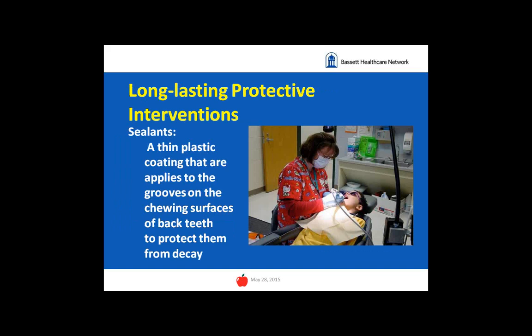For the protective factors, these are more of the clinical interventions. We have sealants and fluoride having the most effect on our meeting those prevention agenda goals. And you can see one of our staff members there, one of our hygienists, is placing sealants on a patient in our school-based health setting.